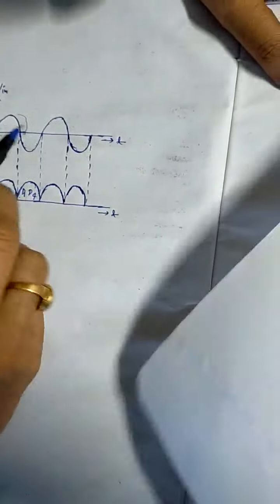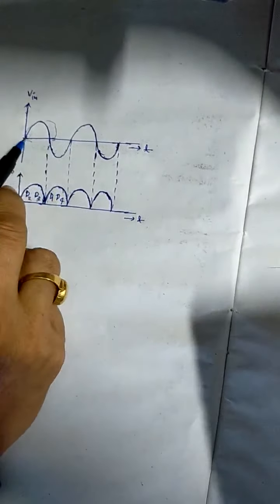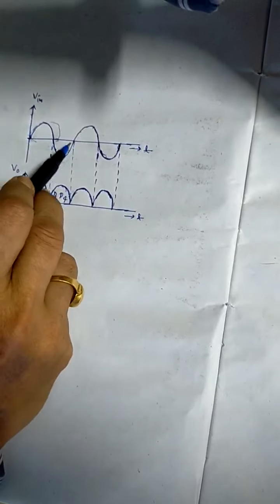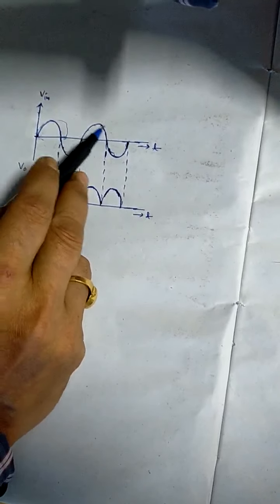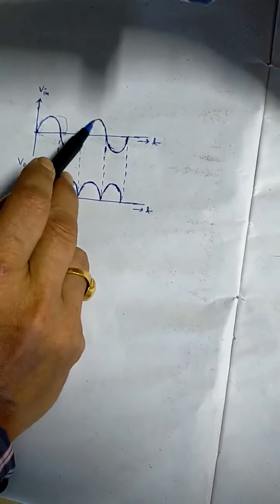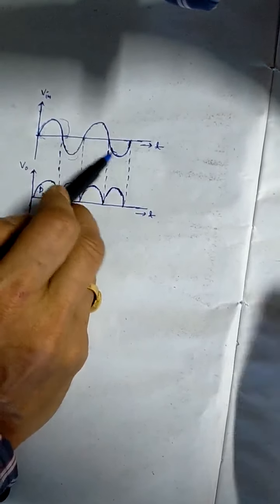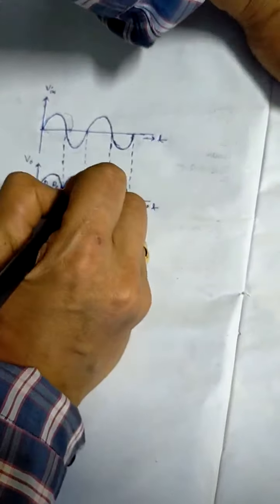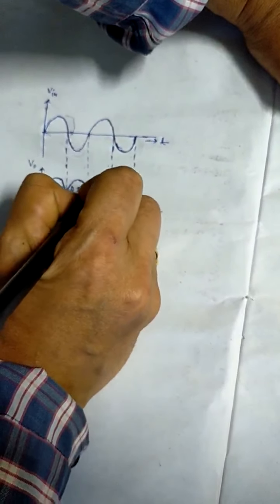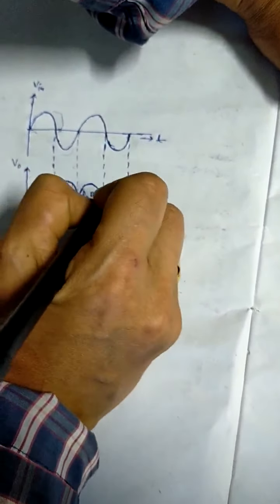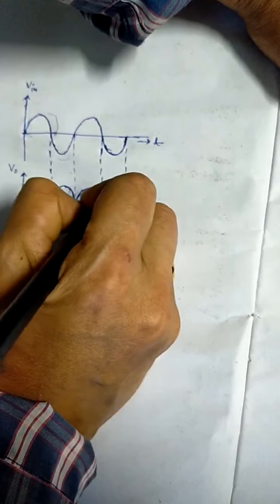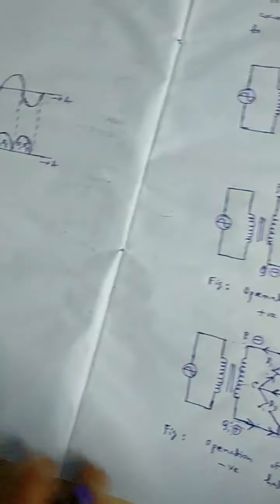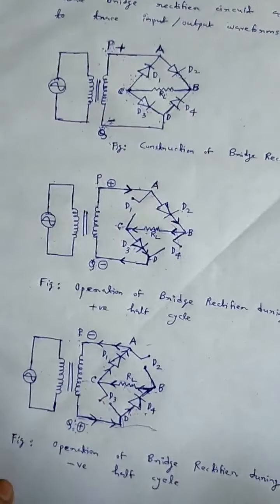So this is for one complete cycle. This is the positive half and this is the negative half. Whenever you go for the second cycle, that means the second sinusoidal signal, the same phenomenon keeps occurring. During the positive half cycle, D2 D3 will give the waveform, during the negative half cycle, D1 D4 will give the waveform, and this process goes on. So this is the working principle of the full wave bridge rectifier.